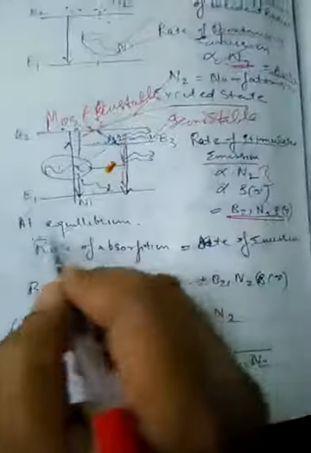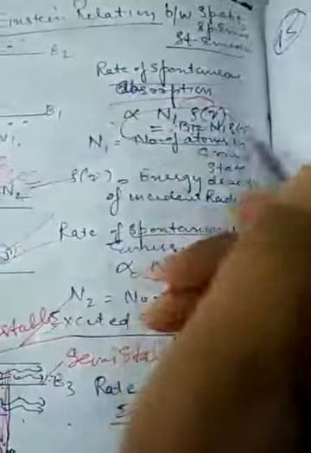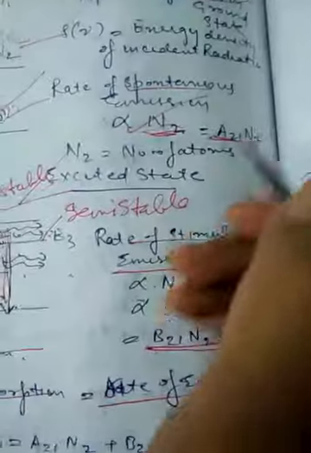Now at equilibrium, the rate of absorption is equal to the rate of emission. The rate of absorption, from equation 1, is B12 N1 rho mu, and the rate of emission is the spontaneous emission A21 N2, plus the third, B21 N2 rho mu.